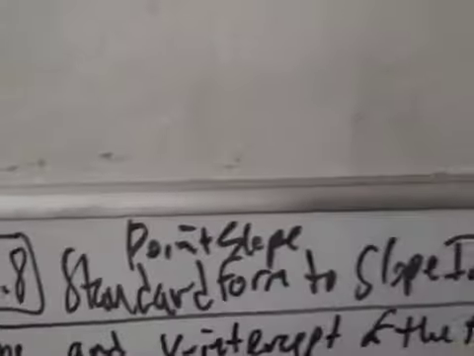Math 050, lesson 3.8, section 3.8 in Math 050 if you're in my Math 050 class for the summer 2020. Today we're talking about that concept that people don't like, the equation of a line with slope and y-intercept. That's what we're doing: point slope and standard form, transforming either one of those to slope intercept form. So that's the title of this: Math 050 3.8, transforming point slope and standard form to slope intercept form.